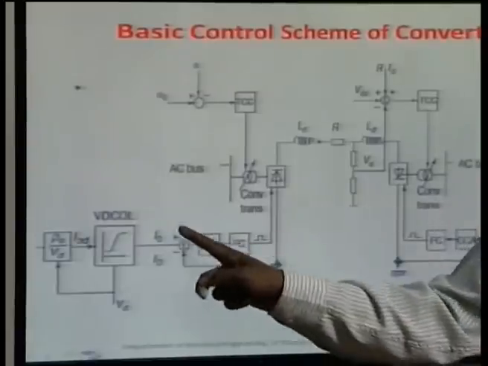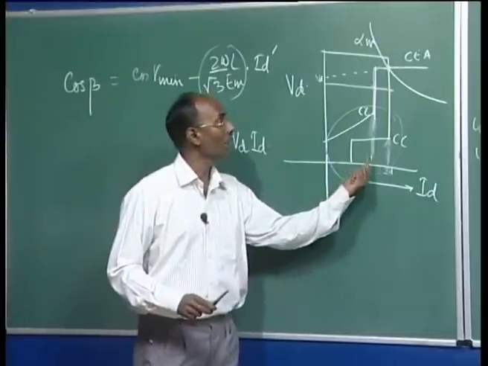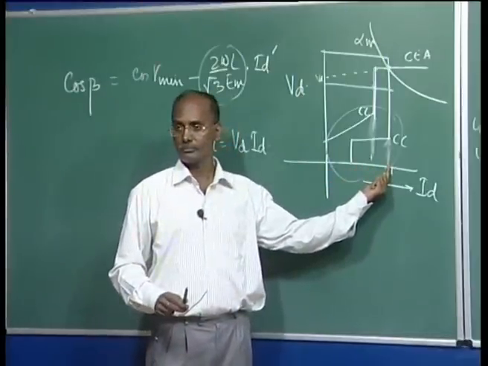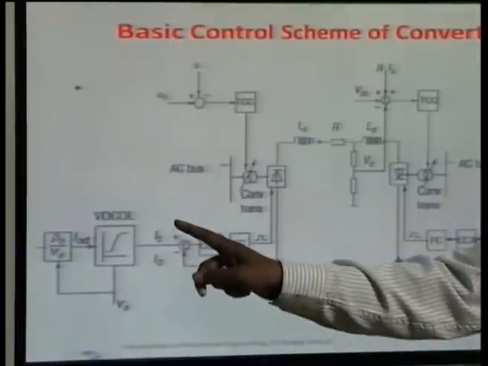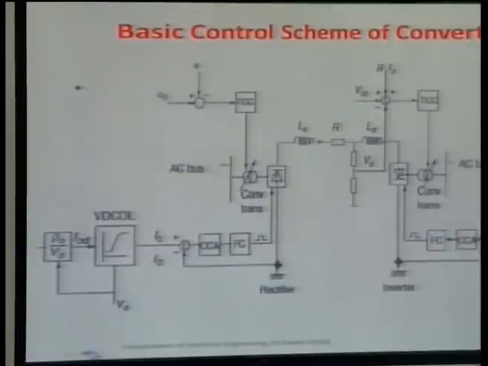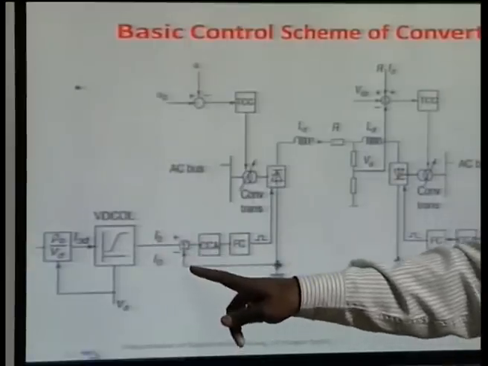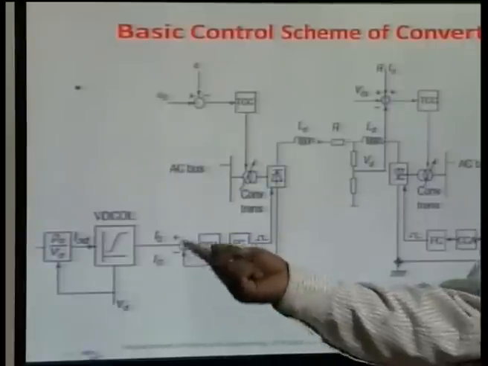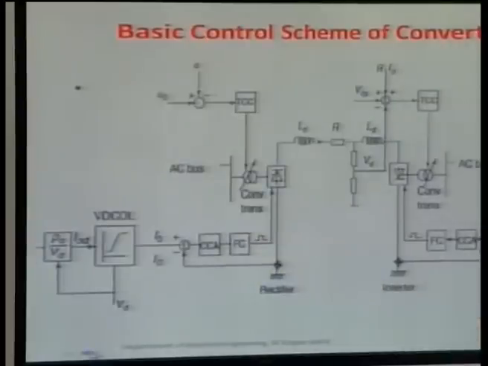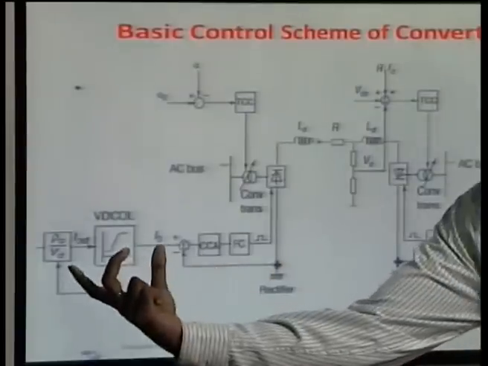And then your Id is set, and this I naught is set, whether you want to set it here or here. So this will be giving information, and this reference current will be decided. If the VDCOL is not constraining, it will be your actual Id in this zone; otherwise it will be set, and then finally we have to change the firing angle and operate in this zone. So this VDCOL limiter is also added.